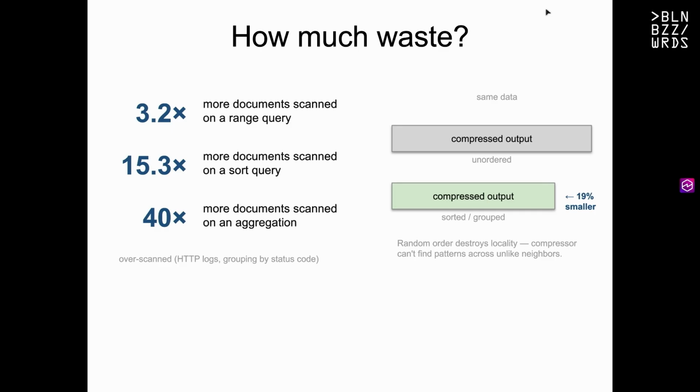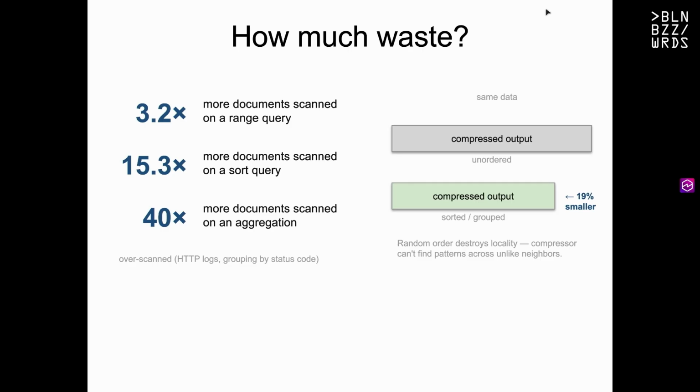Now, how much waste are we talking about here? We ran some numbers, and across different queries, we were seeing different numbers. In a typical range query for log analytics, we found that it's going through 3 times more documents. In a sort query, it'll go through 15 times more documents. And aggregations were the worst hit, where it goes through 40 times more documents than required.